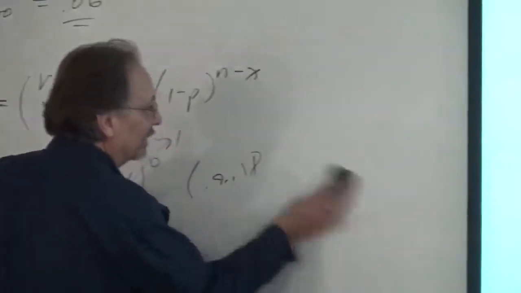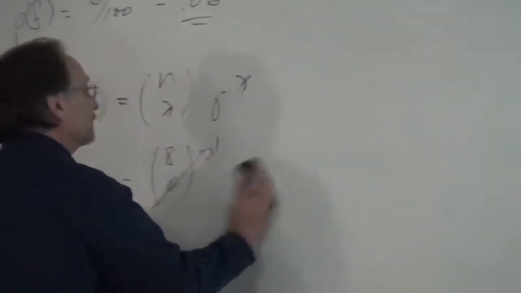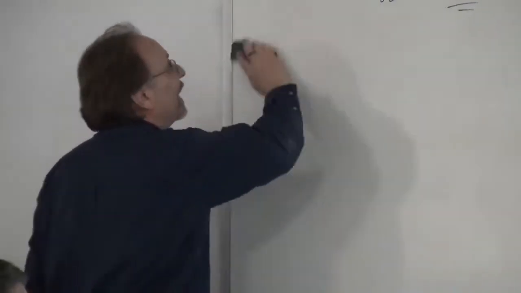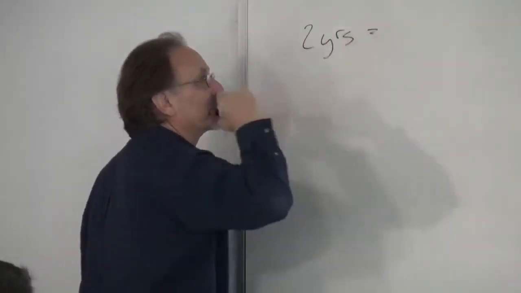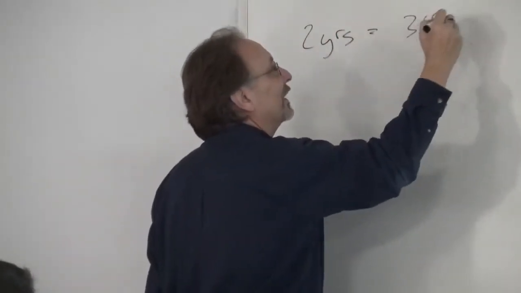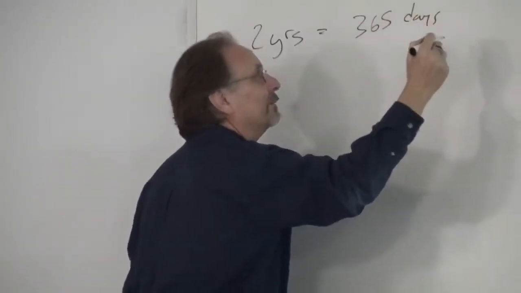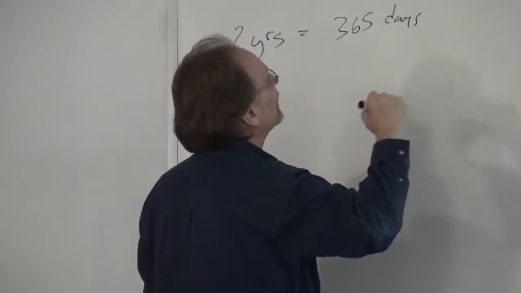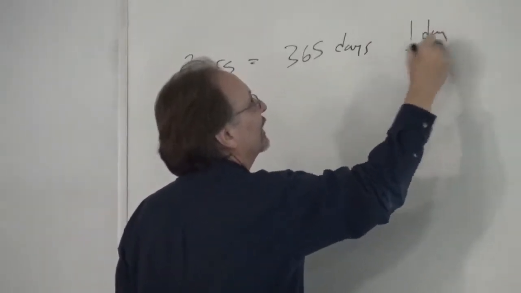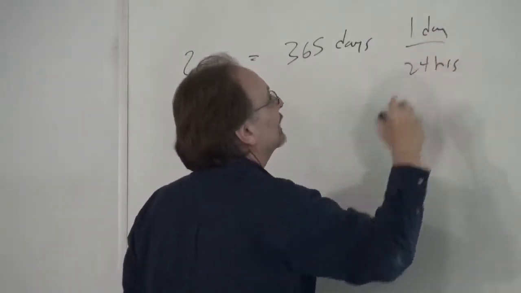So you said there could be no time limit, theoretically, potentially? Yeah, it's from now until into perpetuity, theoretically. But let's say I get 2 years worth of data. So 2 years equals 365 days, and there are 24 hours in 1 day.